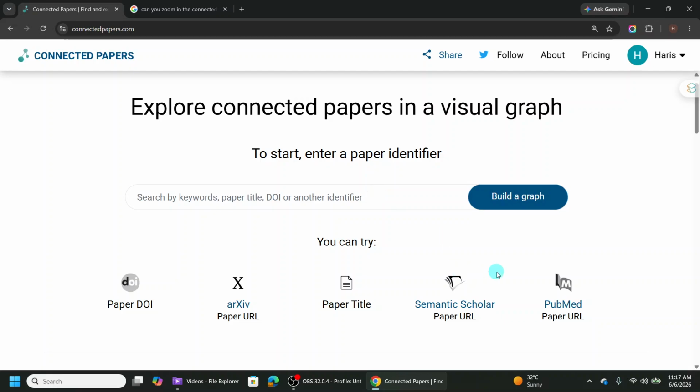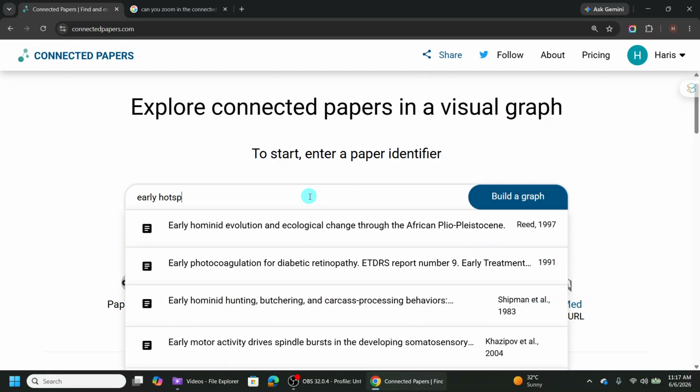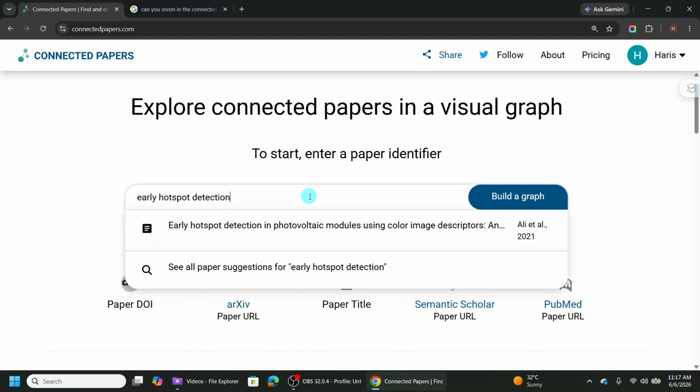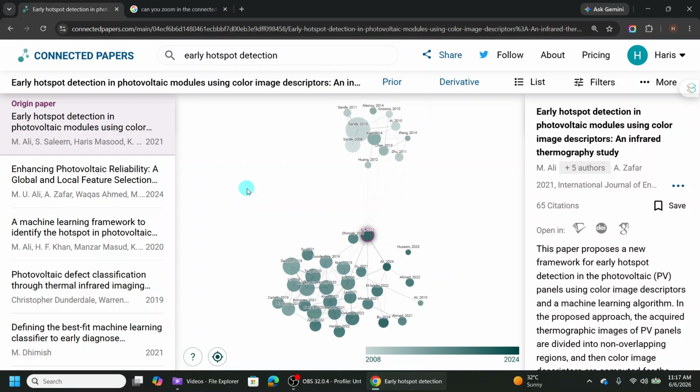So, for example, in order to go ahead with it, first I would like to have my base paper. I'm going to enter some keywords into the search bar in order to find one of my papers. As you can see, I have entered three words, early hotspot detection, and now it has given me a few suggestions. So I'm going to click on the first option, early hotspot detection in photovoltaic modules.